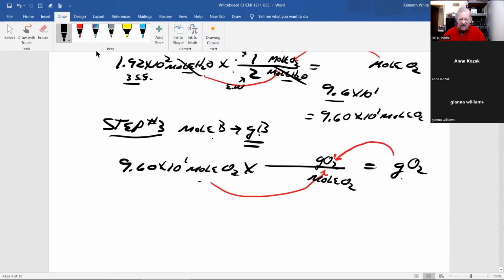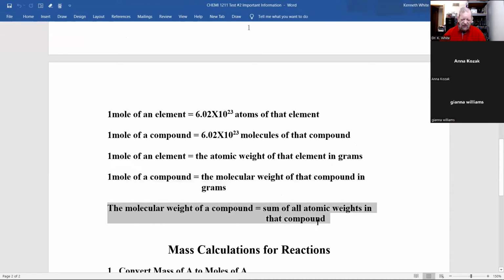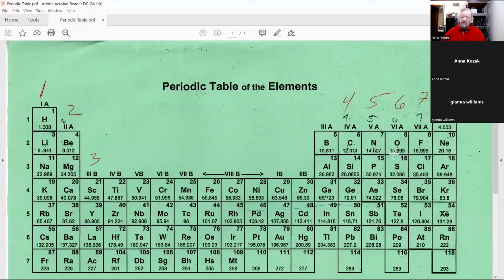And where do I get these numbers? Well, you look at the following. 1 mole of a compound equals the molecular weight in grams of the compound, and the molecular weight of the compound equals the sum of all atomic weights. And if I go to my periodic table, oxygen, to 3 significant figures, the atomic weight is 16.0.